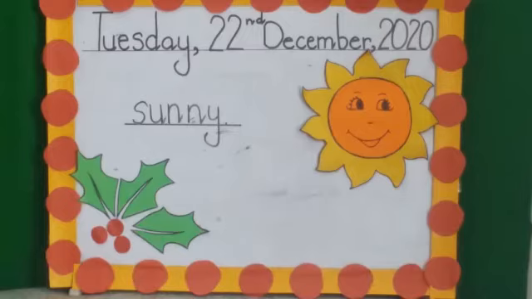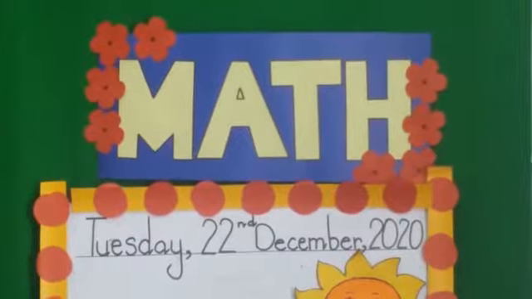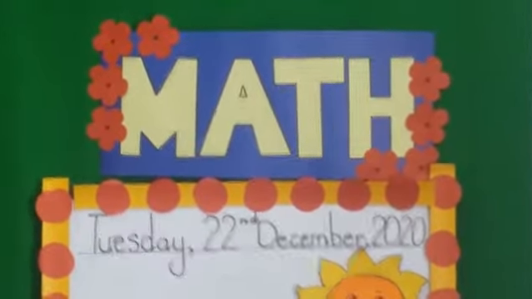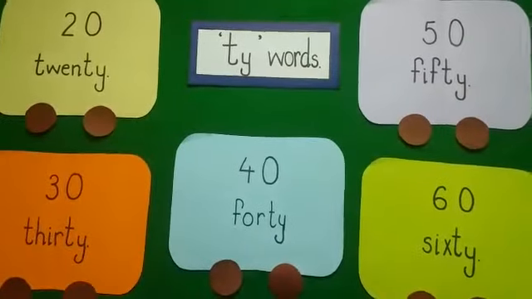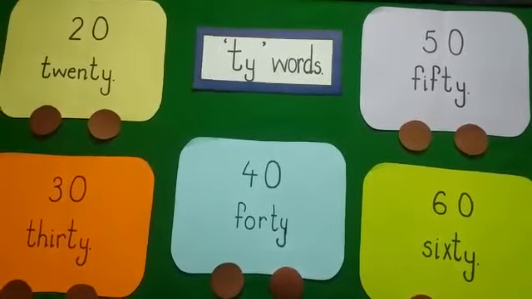So let's start. How is the weather today? Today is sunny weather. Sunny. And which is our subject? Our subject is maths. Maths. Okay, so first we are going to revise the TY words. Start revising it with me.